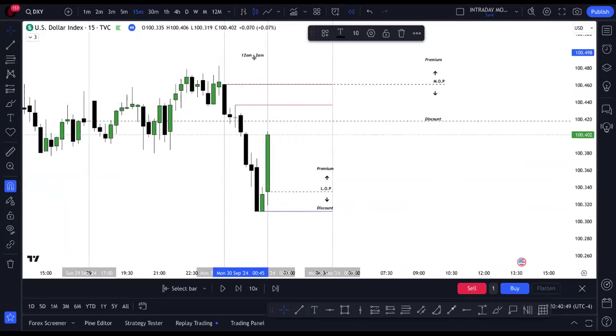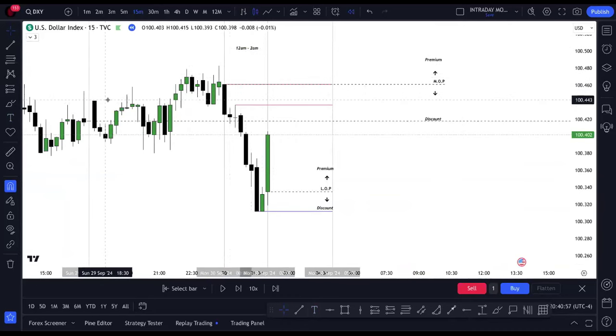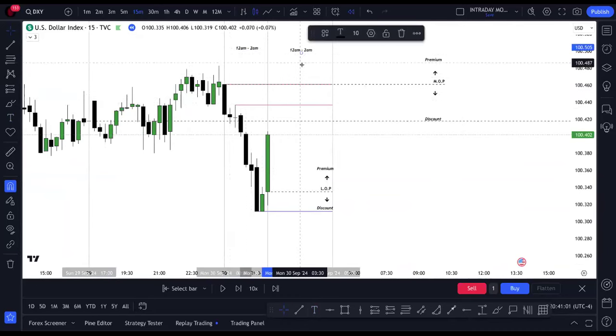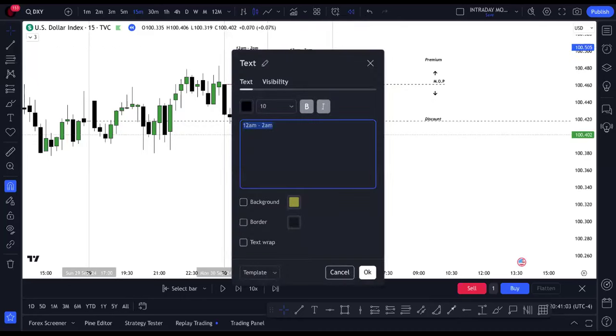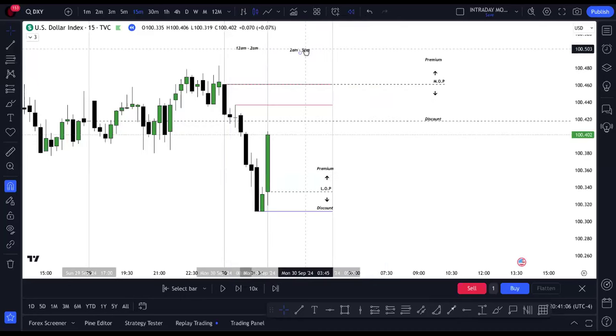2 a.m. New York Eastern Standard Time. That's the dead zone. That's the Asian lunch. If I said London lunch, I was incorrect. It's Asian lunch. It's right after the Asian session. That's London session there. Let's play it forward and see what happens.